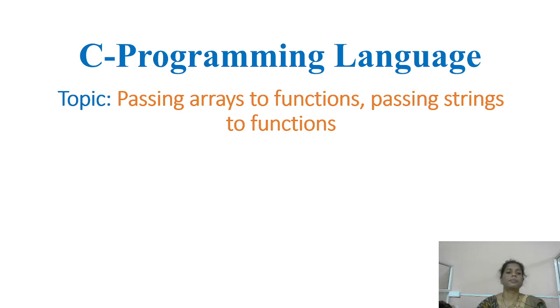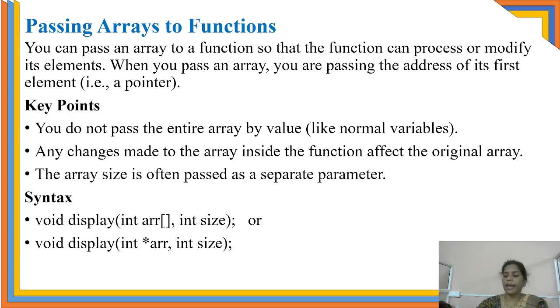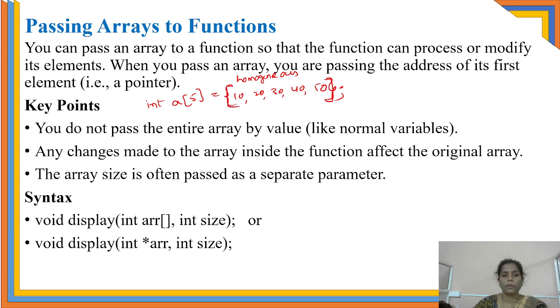Next topic is passing arrays to functions and passing strings to functions. You know that an array is a collection of elements, right? What type of elements? Homogeneous elements, meaning the same type of elements. For example, an integer array: int a[5] equals 5 elements 10, 20, 30, 40, 50. So this is an array, a collection of homogeneous elements, all integers.